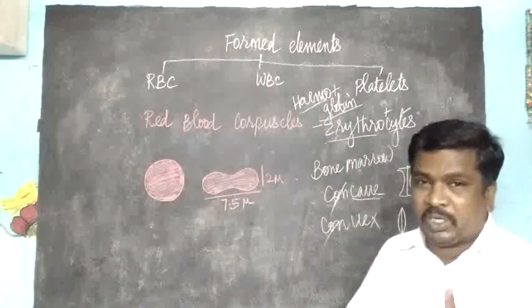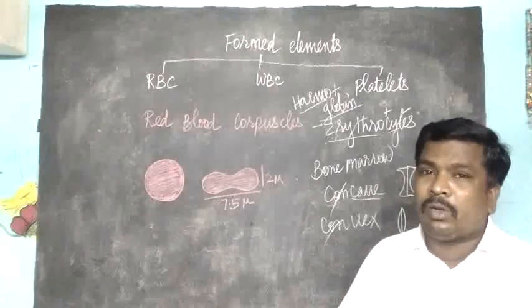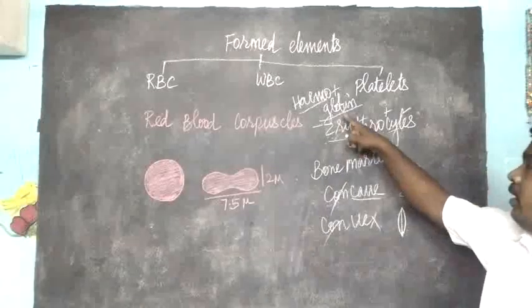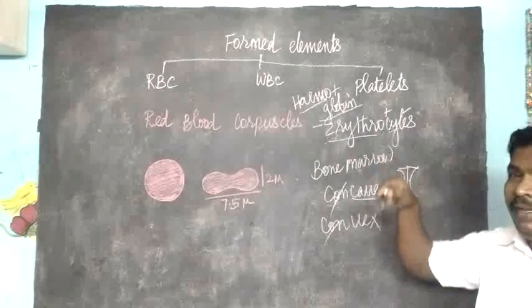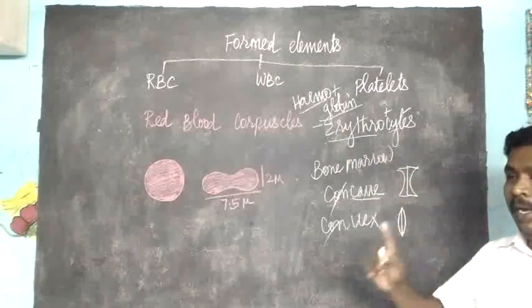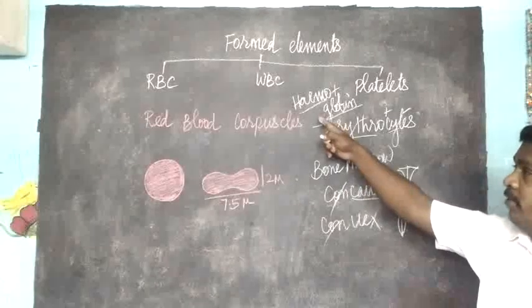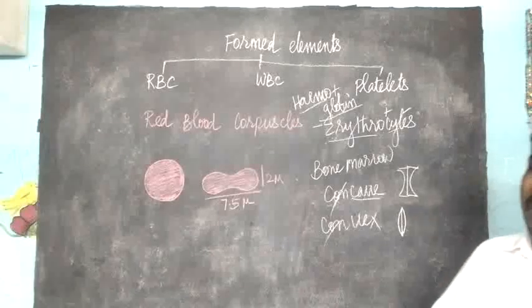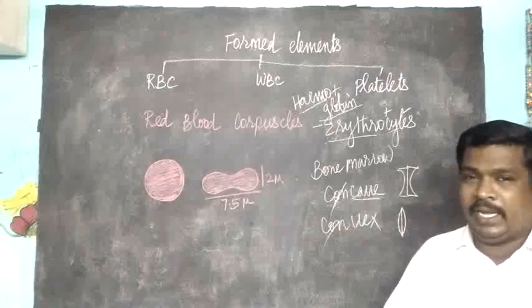Hemoglobin performs two functions. One is it gives a red color to the blood, and it also carries the oxygen. Since hemoglobin carries the oxygen in the blood and distributes it all over the body, the hemoglobin is also called oxyhemoglobin, because it carries oxygen.